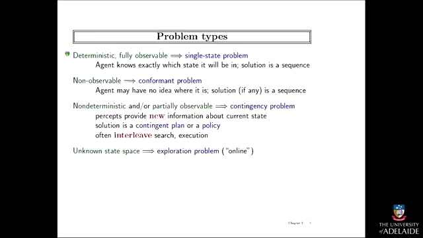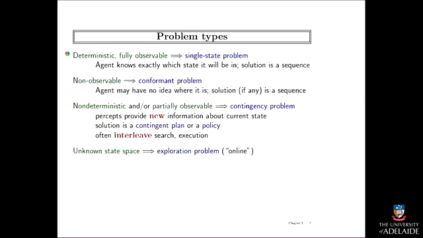So the types of problems that we're going to deal with in the first instance. First of all, a deterministic, a fully observable problem. Okay, so in that particular instance, we know what state we're in, and we know the effect that any action is going to take, how it's going to transform us from one state to another. So the agent knows exactly which state it's in, and the solution is a sequence of states. And I'll go through some more concrete examples of this.